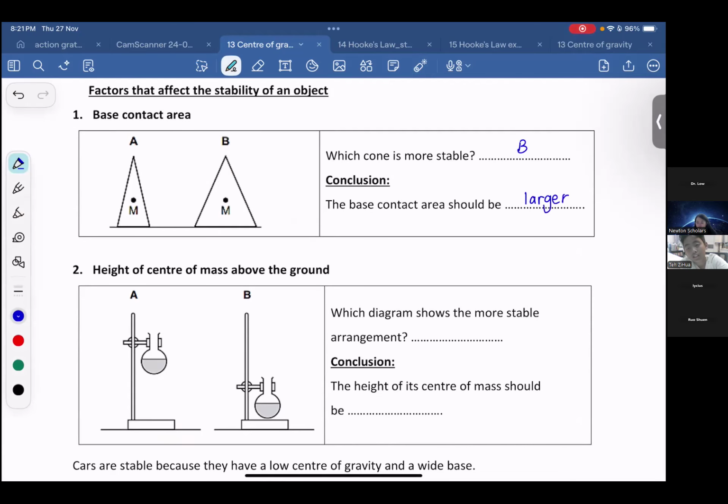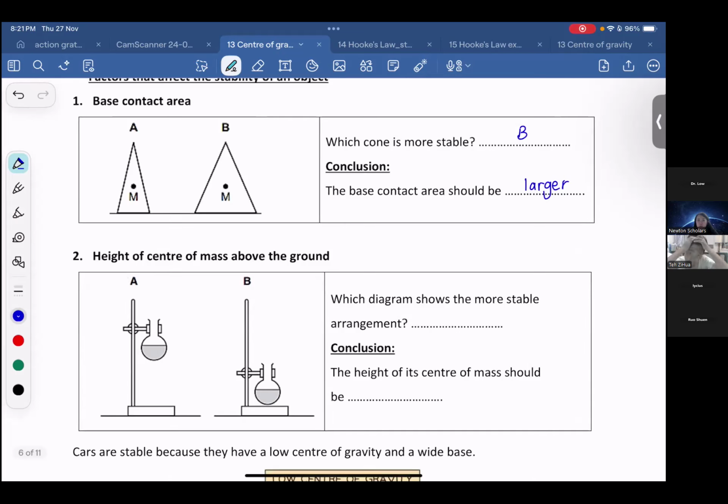Then how about the center of mass? Stability is affected by two things: one is the base area, the other is the center of mass. For this example, the center of mass is here, and for B it is somewhere here. You'll find that A and B have different heights of center of mass. So which one is more stable? My answer is the B arrangement will be more stable. So here the height of the center of mass should be lower. Make sure it is lower so you will be more stable.